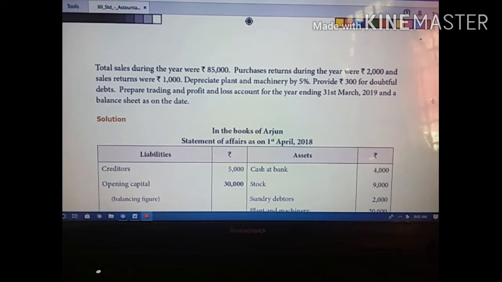Depreciate plant and machinery 5%. Provide 300 for doubtful debts. So we have some adjustments also. Prepare trading and profit and loss account for the year ending 31st March 2019 and balance sheet as on that day.